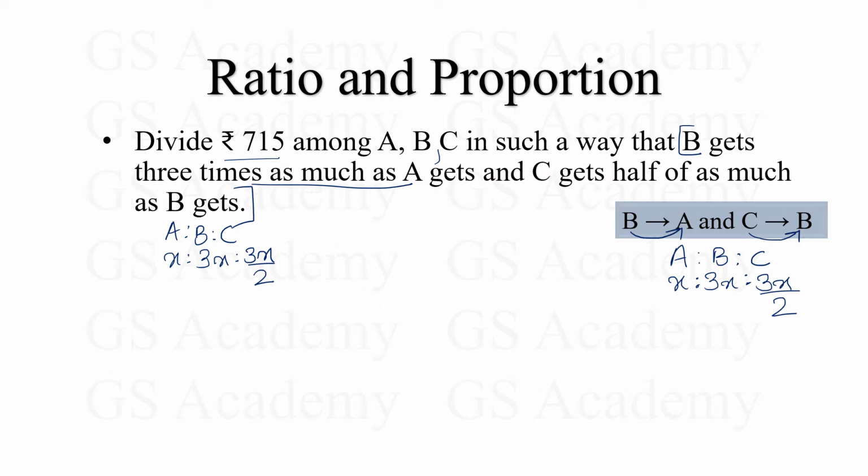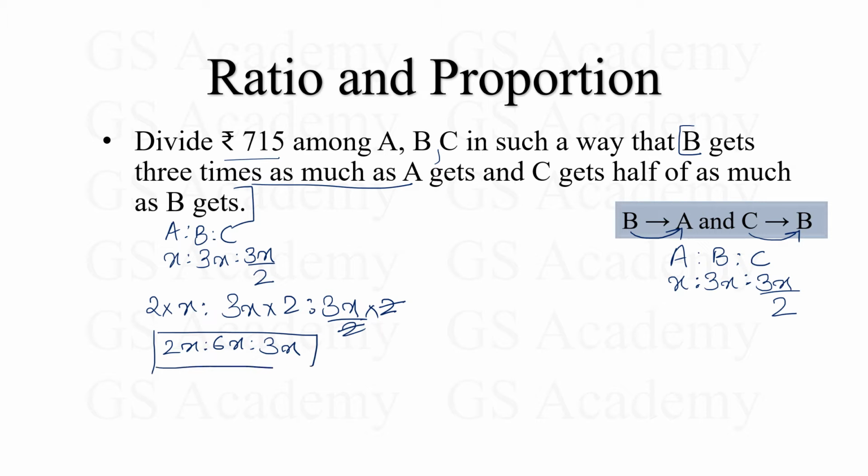Now there is a denominator present here. So in order to remove the denominator, we have to take the LCM. You can go through the playlist of ratio and proportion and see the step-by-step explanation of removal of denominators. As the denominator is 2, the LCM will be 2. So by multiplying by 2, we get 2 into x is to 3x into 2 is to 3x upon 2 into 2. So 2 gets cancelled out. So 2x is to 6x is to 3x. This will be the newly formed ratio of A is to B is to C.